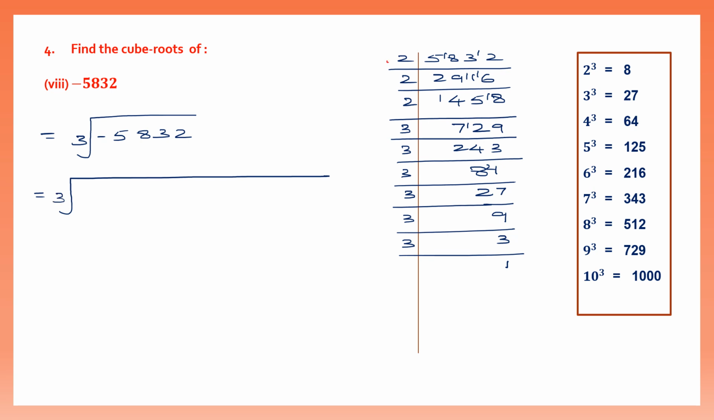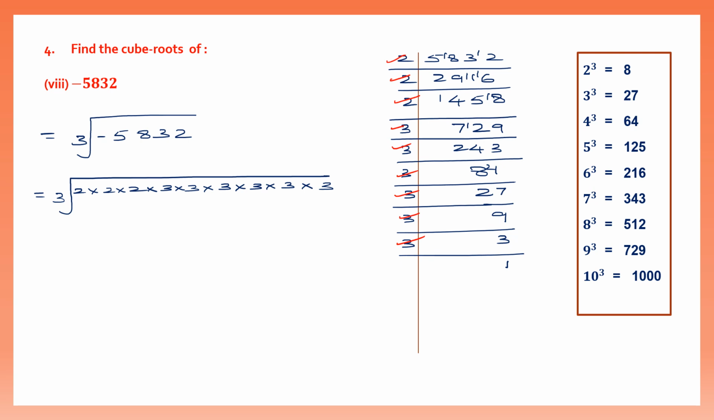Let's count all the twos. 1, 2, 3. There are 3 twos. Let's write it down. So 1, 2 and 3. Let's count all the threes. We have 1, 2, 3, 4, 5, 6. 6 threes. So 1, 2, 3, 4, 5 and 6 threes.